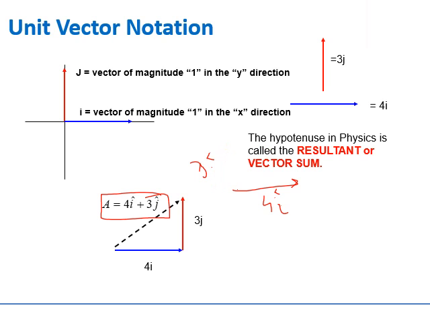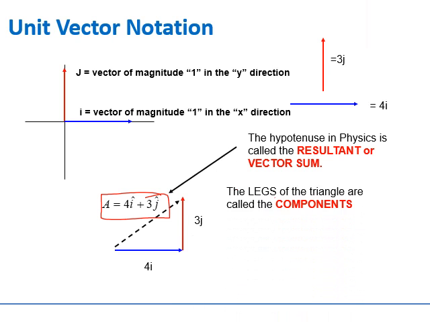The hypotenuse in physics is called the resultant or the vector sum. This is the resultant or the total vector, and the legs of the triangle are the components. So these are the components of the triangle and this is the total resultant for these two vectors. This is known as the horizontal component and this is known as the vertical component.